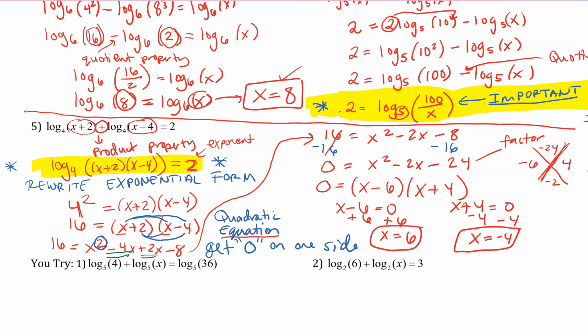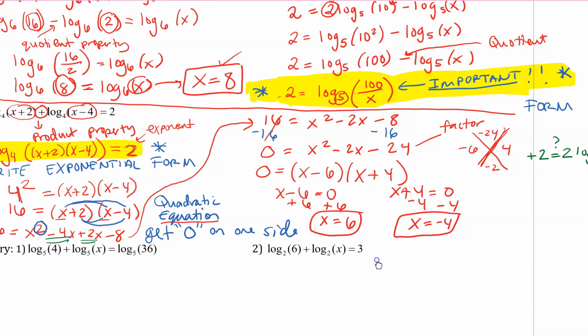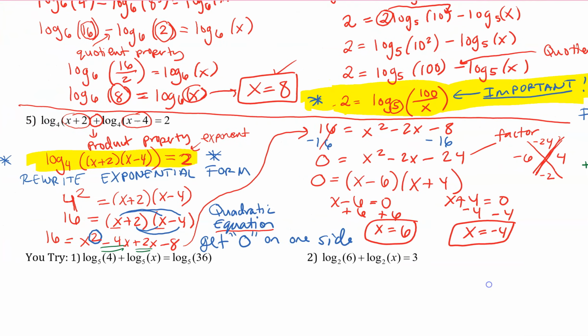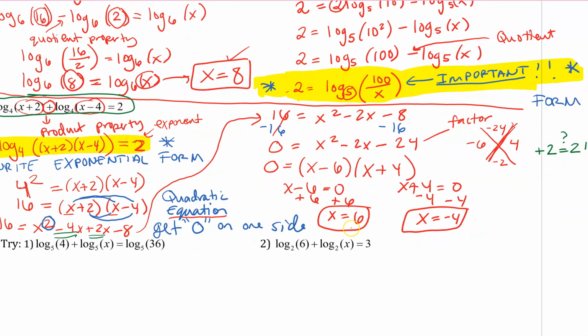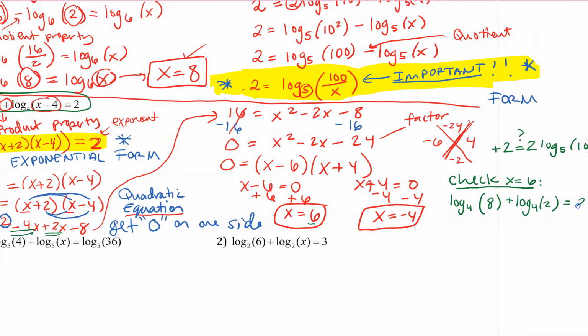But like with all solutions, we need to check them and make sure that they fit in the domain of the question. And the original question is all the way back here, so I need to check it with that original equation. So first I'll check when x was 6. When I check x equals 6, I get log base 4 of 8, right? 6 plus 2 is 8, plus log base 4 of 2 is equal to 2. Now this one I don't need Desmos for because we can evaluate these.